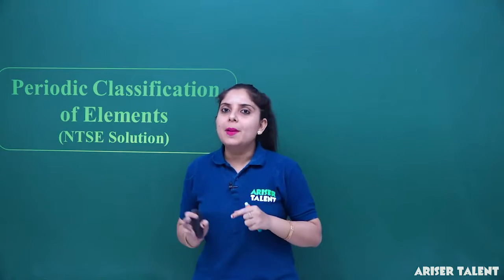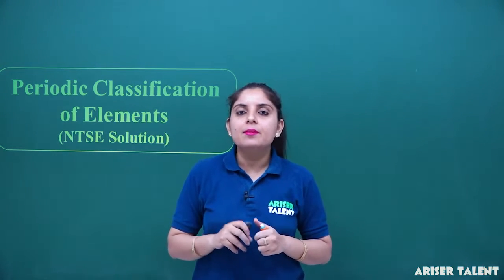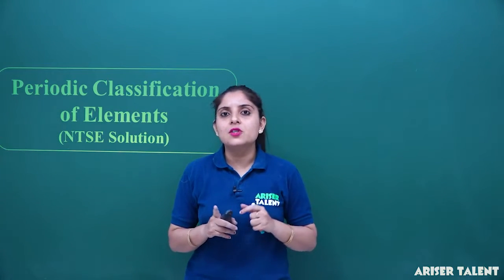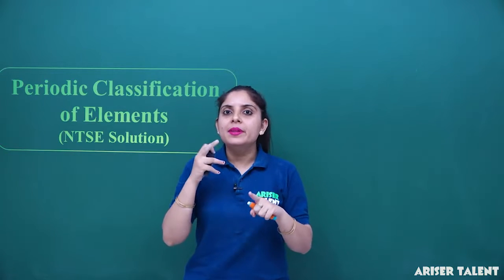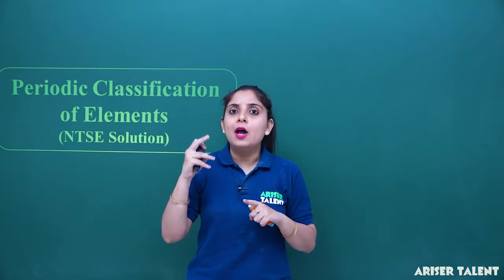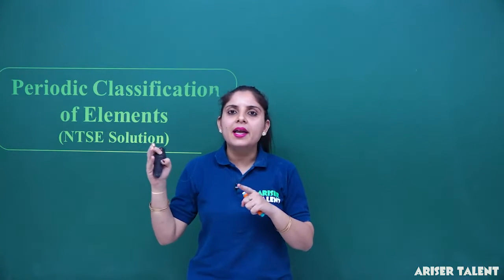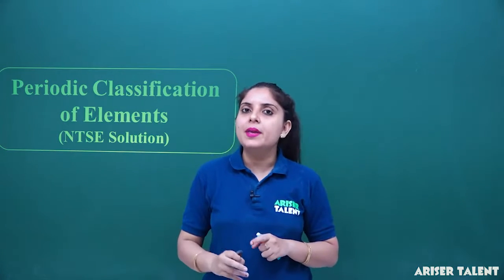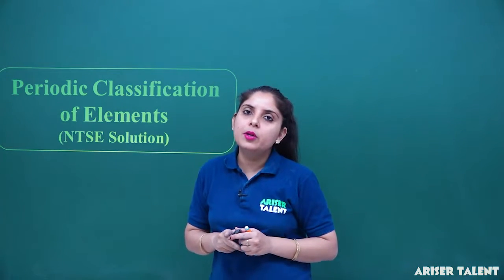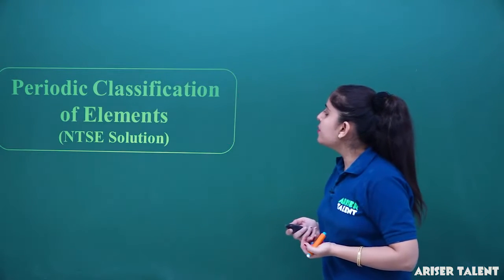Now from the chapter periodic classification, majorly the questions will be asked from the topic trends in the atomic properties, whether it may be electronegativity, ionization enthalpy, atomic radii, or ionic radii, which we have discussed earlier. So majorly questions will be asked from the trends in the periodicity. So let's deal with the questions here.